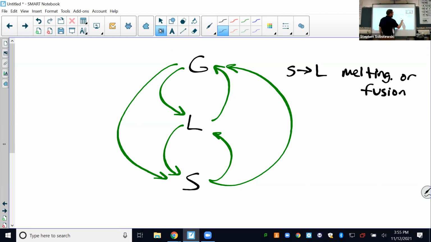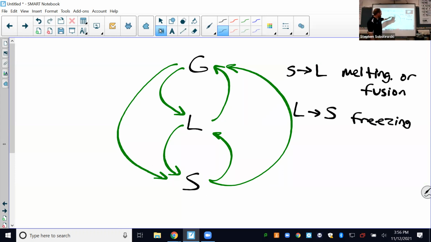Okay, let's do the opposite. Liquid down to solid. What do we call this? Liquid down to, oh, freezing. I almost thought I said that first one wrong. Yeah, freezing. And no fancy other term for this one, we just call it freezing.